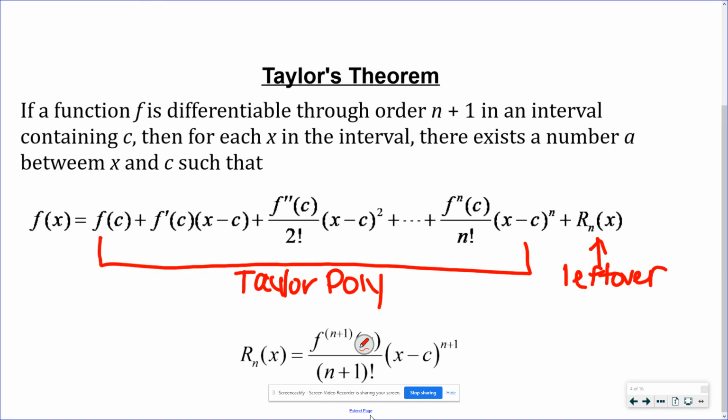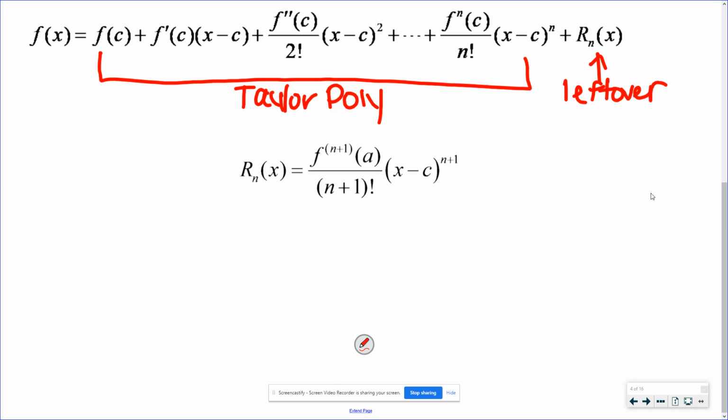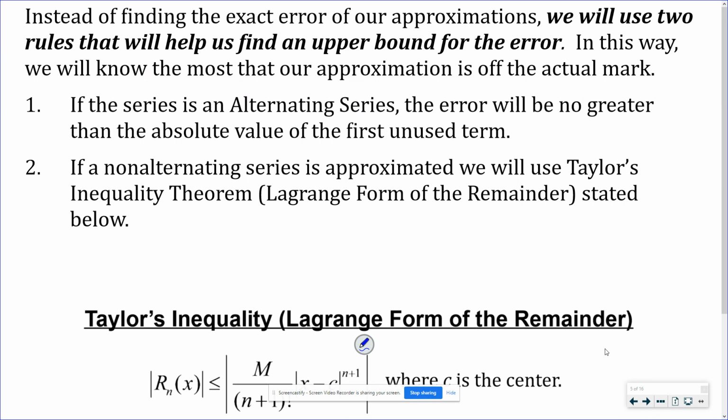It is possible to compute that remainder, and the remainder is computed by taking one term beyond where your Taylor polynomial stops. So if our Taylor polynomial stops at n, we would change and call it n plus 1, meaning one term past where you are now, over n plus 1 factorial times x minus c to the n plus 1 power.